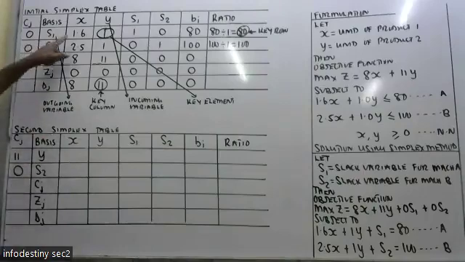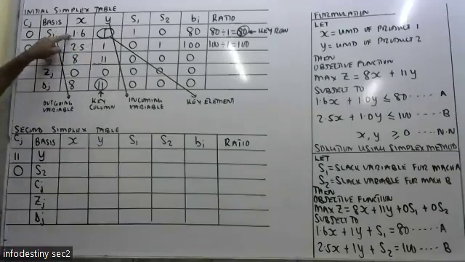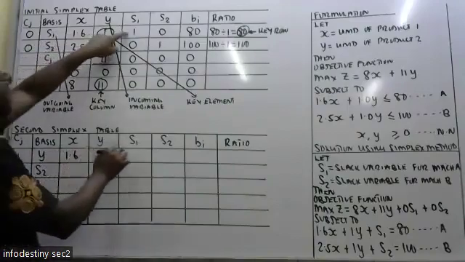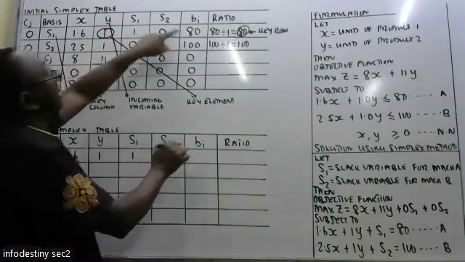Sasa niko hapa. Nimesema we are dividing everything by the key element. So 1.6 divided by 1 is what? 1.6. This one divided by 1 is 1. This divided by 1. This divided by 1. This divided by 1.